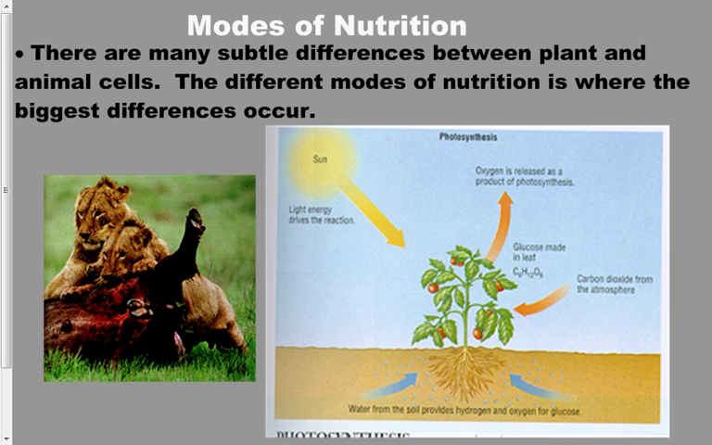All right, so modes of nutrition. You're essentially one of two things when we're talking about how you get your energy. There are lots of subtle differences between plant and animal cells, but different modes of nutrition is where the biggest differences occur. Obviously, for these lions here chewing on the wildebeest, they're eating other organic material and using it for energy. Whereas a plant is absorbing solar energy. It's taking in carbon dioxide, and it's taking in water from the roots and giving off oxygen as a byproduct of making glucose. Everybody with me there?